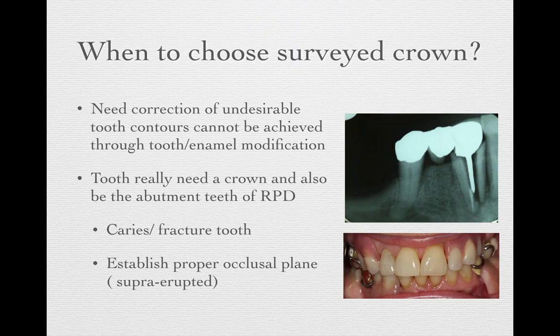The second common reason to choose the survey crown is that the tooth really needs a crown, and the tooth location will be the abutment tooth of the RPD. So sometimes some teeth may have caries, or maybe they have a fractured part, so you will need a crown to reinforce the structure. And sometimes it happens that when a patient has lost a tooth for a long time, the occlusal plane is not ideal. So you want to reshape the occlusal plane with a survey crown.